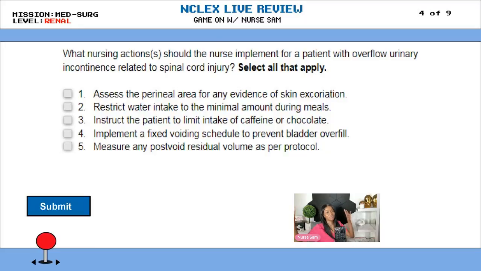All right. Third question. What nursing action should the nurse implement for a patient with overflow urinary incontinence related to spinal cord injury? Select all that apply. Okay. 1, assess the perineal area for any evidence of skin excoriation. 2, restrict water intake to the minimal amount during meals. 3, instruct the patient to limit intake of caffeine or chocolate. 4, implement a fixed voiding schedule to prevent bladder overfill. And then 5, measure any post-void residual volume as per protocol.